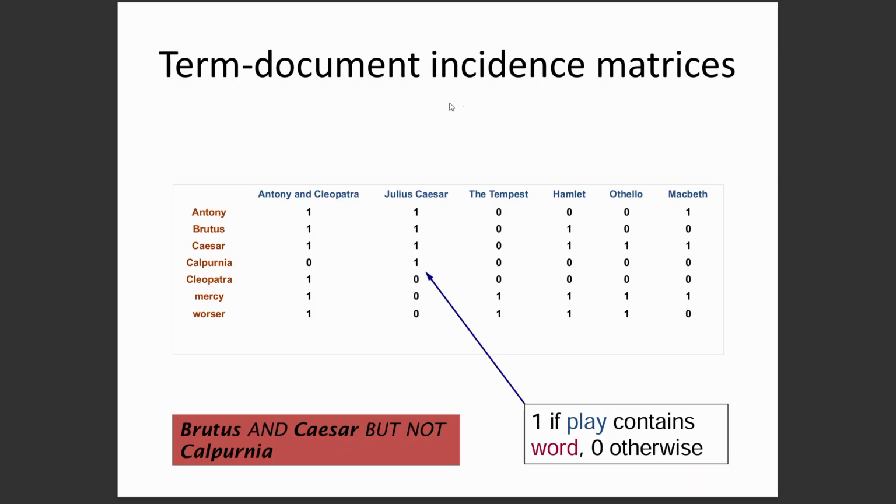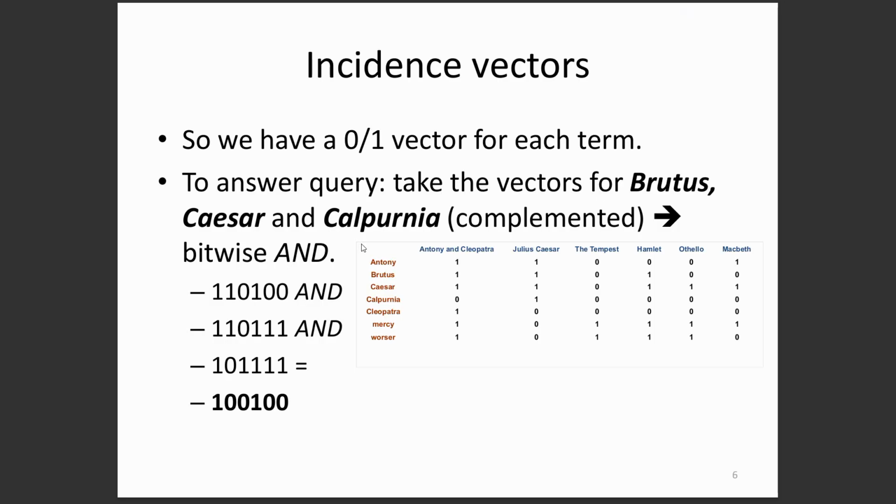Now we have come to the term document incidence matrix. With this technique, on the column side I'll write the names of the documents, and on the row side I'll mention what words are involved in a document. If a word is contained in a particular document, I'll write 1, or else 0. Now incidence vectors. We will have a 0/1 vector for each and every term. 0 means the word is not present. 1 means the word is present.